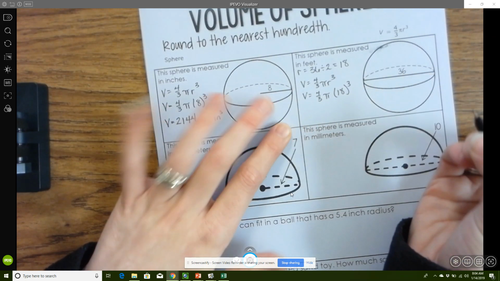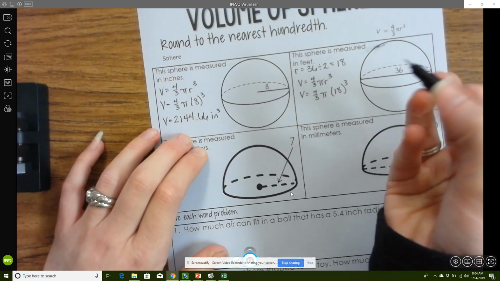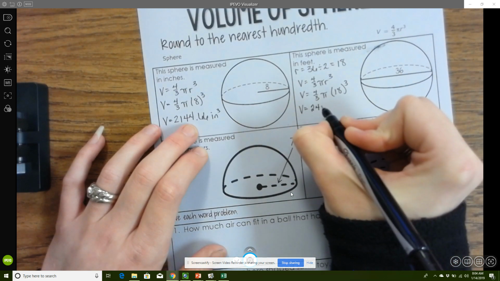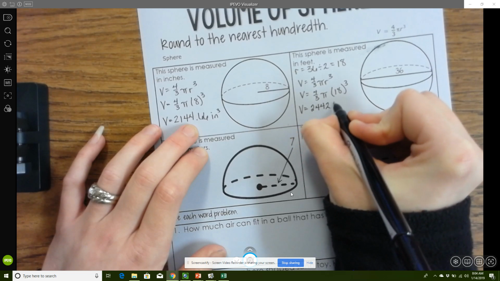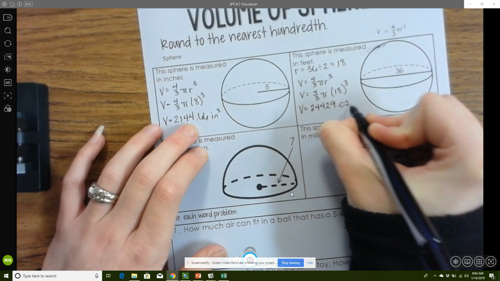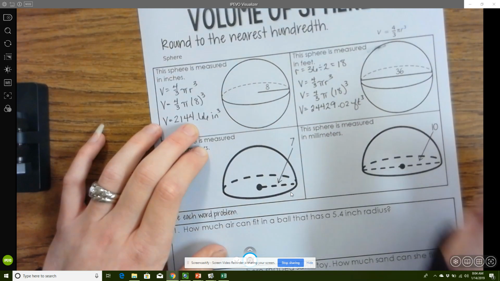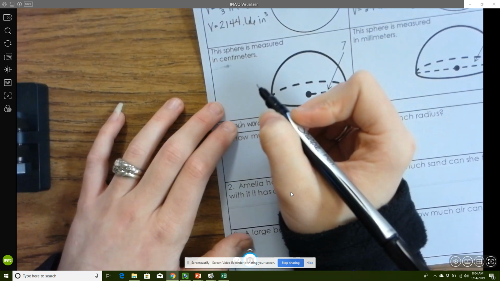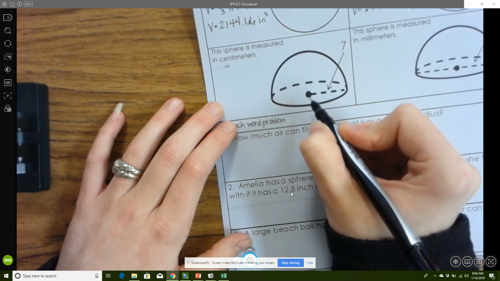So I plug it in there. Again, type it in your calculator just like that, and you'll get volume equals 24,429.02 feet cubed. All right, this sphere is measured in centimeters, but this is a hemisphere.